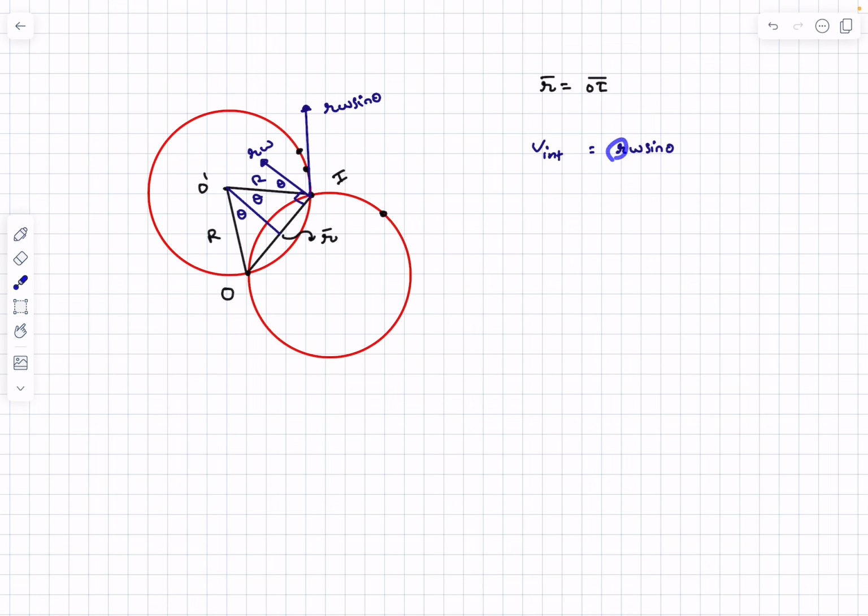Now r is basically the modulus of this vector, and that we can determine from geometry. We can see that it is r sine theta plus r sine theta, which is 2r sine theta. So if I put it over here, it'll be 2r omega sine square theta. So now we are required to find the max value of this expression, and that happens when sine theta equals 1. So the maximum value comes out to be 2r omega, which is going to be 6 meters per second. Okay, and this happens when theta is 90 degrees. So now let's move on to the next problem.